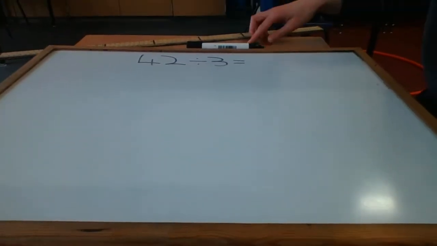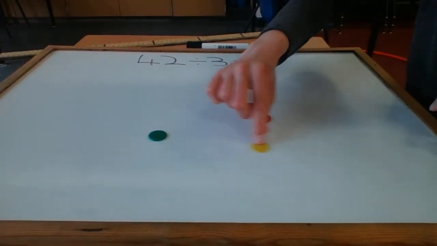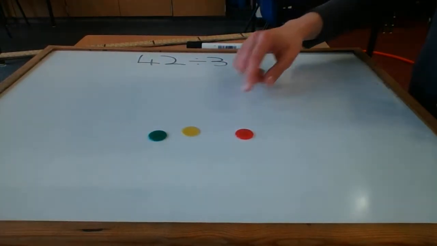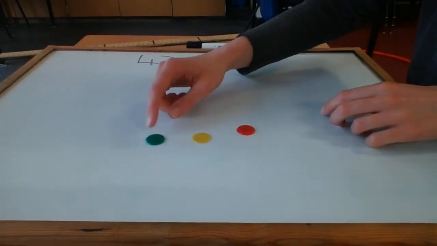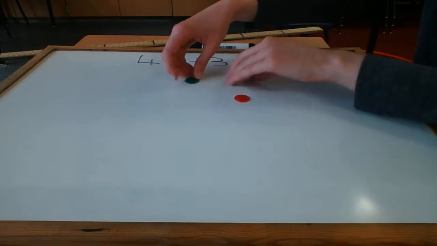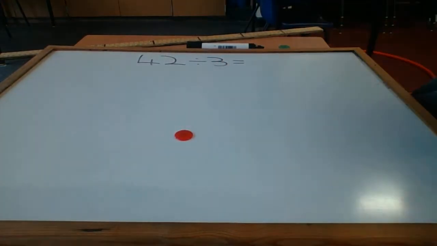So today I'm going to be using counters like this. I've colour coded them, so hundreds, tens, ones. So red are ones, yellow are tens, and green are hundreds. Now to start with, we're just going to ignore that and look at what remainders are.